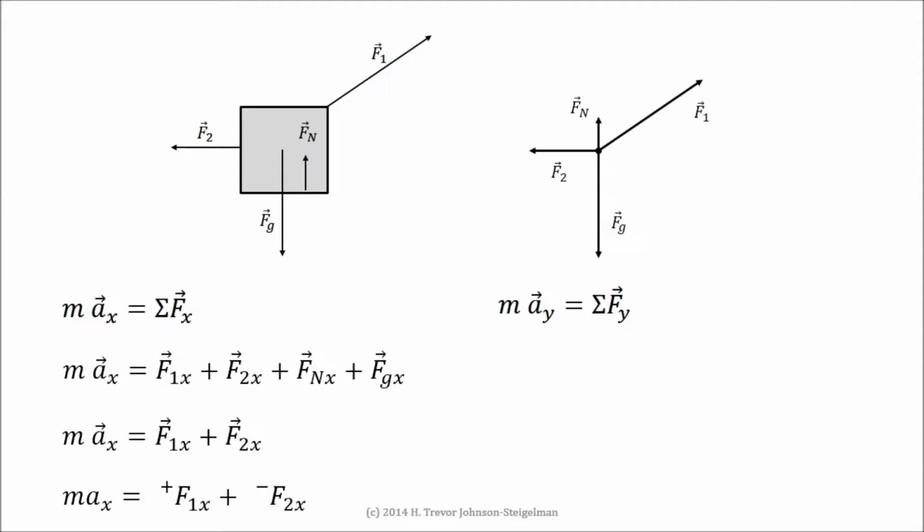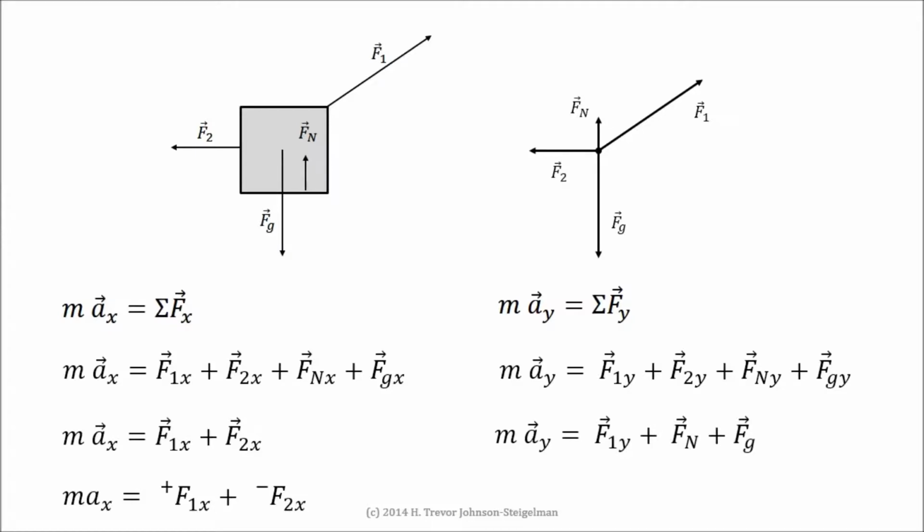If we look at the y direction, again, we write out all those forces: the y component of F1, the y component of F2, the y component of the normal force, and the y component of the gravitational force. Of course, there's only the gravitational force in the y direction, so I can lose this subscript. I can lose the subscript on the y, and I can also get rid of the y component of the force on object 2.